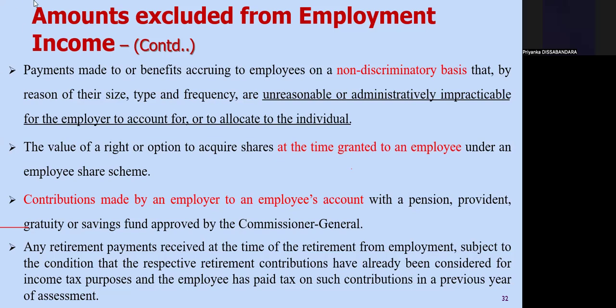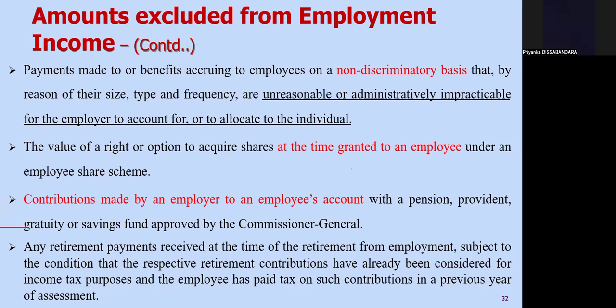Then the next one is the value of a right or option to acquire shares at the time granted to an employee under an employee share scheme. I have already explained this part. In this case, this is the option. At the time granted, option granted, at the time of granting this option, we do not consider it for the employment benefit. But when we are allocating shares to that employee, then at that time we consider it for the benefit.